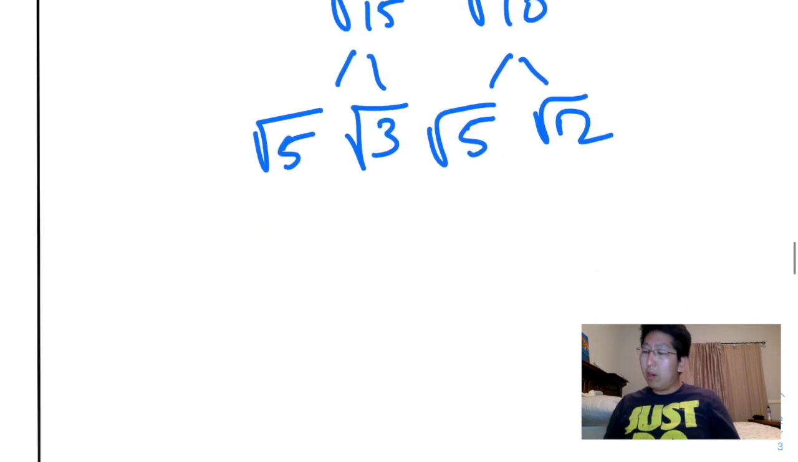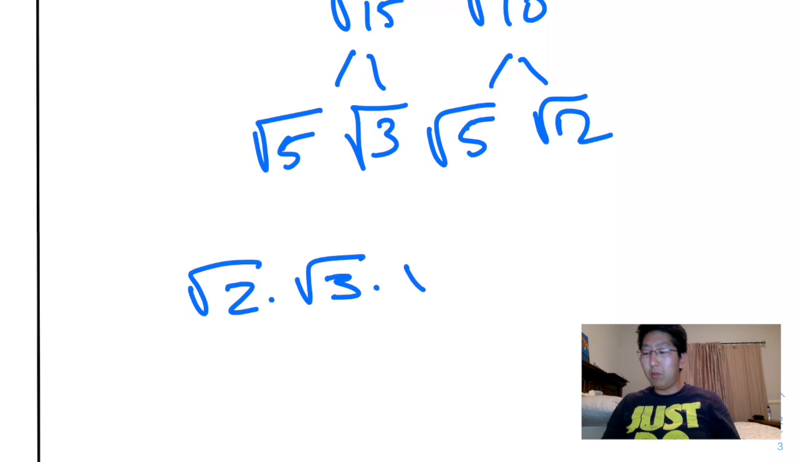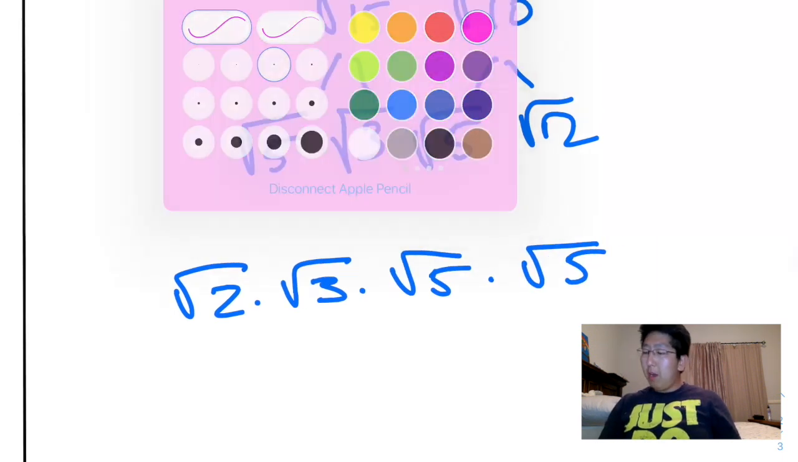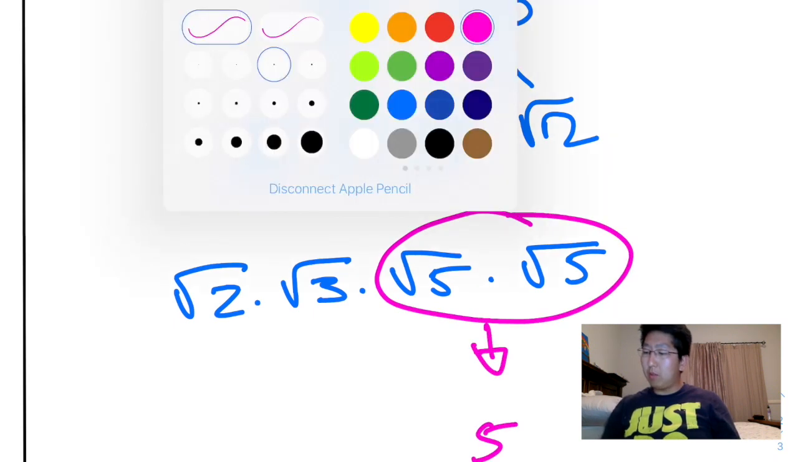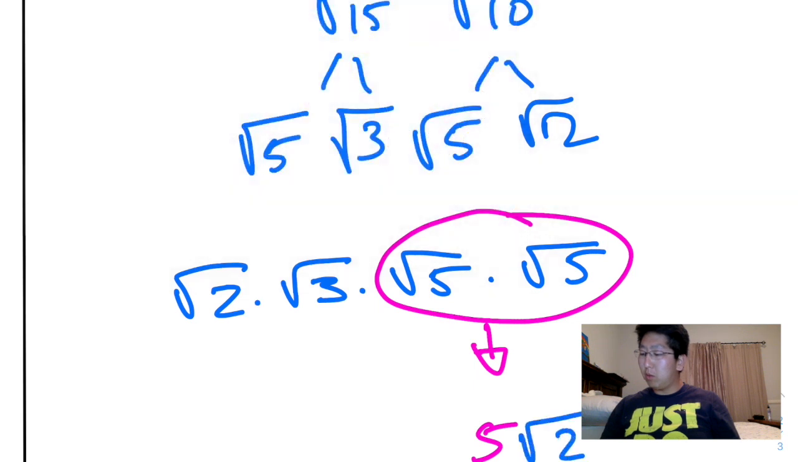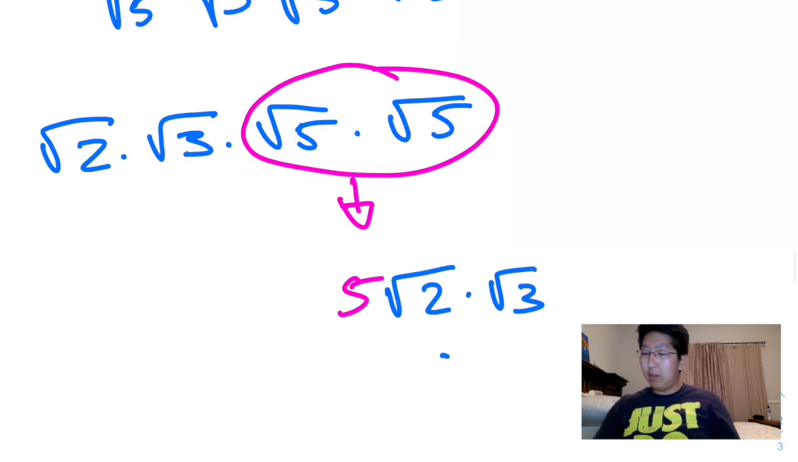And then we're going to rewrite it in order. Square root of 2 times the square root of 3 times the square root of 5 times the square root of 5. Find my pairs. Here's a pair so that the 5 is going to come out our whole number. And we have the square root of 2 times the square root of 3. And right here we can multiply these two and we get 5 square root of 6.